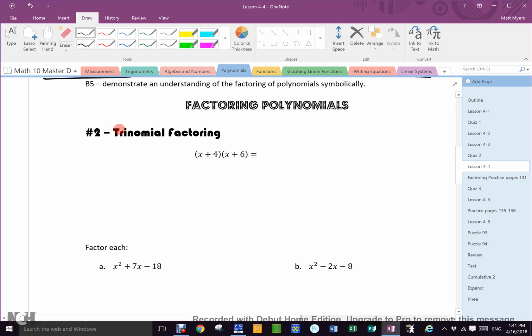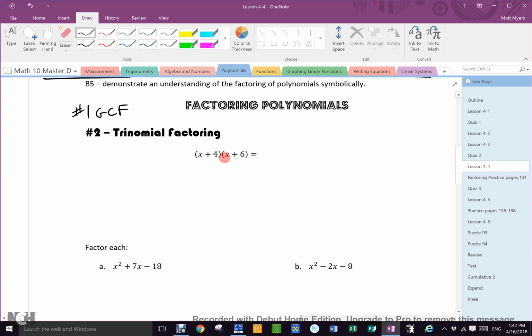This is factoring form number 2. What was factoring number 1? We use division. What do we call it? GCF factoring. And that's what we try first, yes? I forgot the 1. Number 1 was GCF. This is number 2.